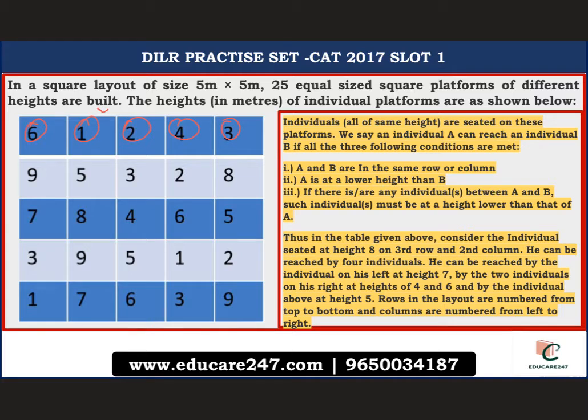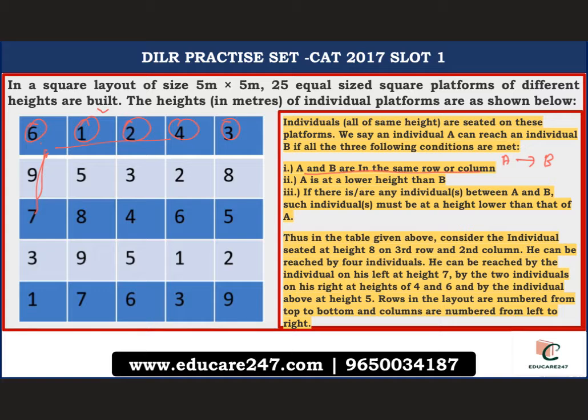Some more information is given. Over here, individuals of the same height are seated on this platform. We can say an individual A can reach an individual B if all three following conditions are met. So how one individual can reach another individual from one platform to another, these three conditions are there. If we are talking about this A and B, A wants to go to B, what are the conditions? A and B are in the same row or same column. So same row or same column in this way.